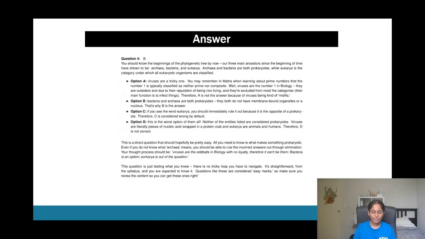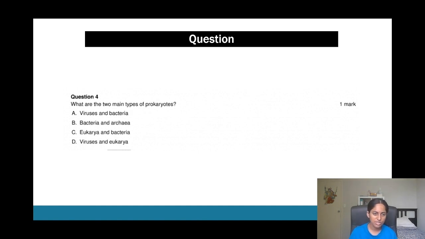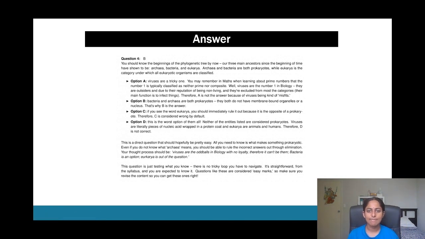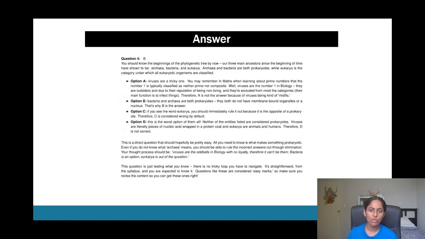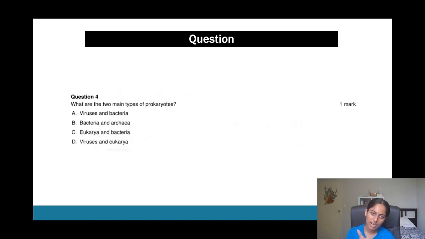So B is the correct answer because those are the main two types of prokaryotes, also because you don't actually include viruses. Viruses are considered non-living, so they're not really characterized within either the prokaryote or eukaryote category. Another thing to note is that eukarya is also not included. Eukarya should signal to you that this is the opposite of a prokaryote, so it's a eukaryote. So therefore, it cannot be viruses, it cannot be eukarya. The only option can be bacteria and archaea. We've also learned that bacteria is a common prokaryote, like I've mentioned earlier on.